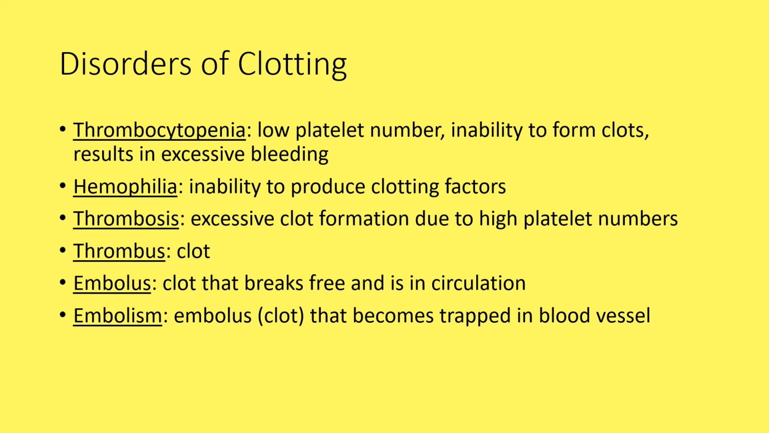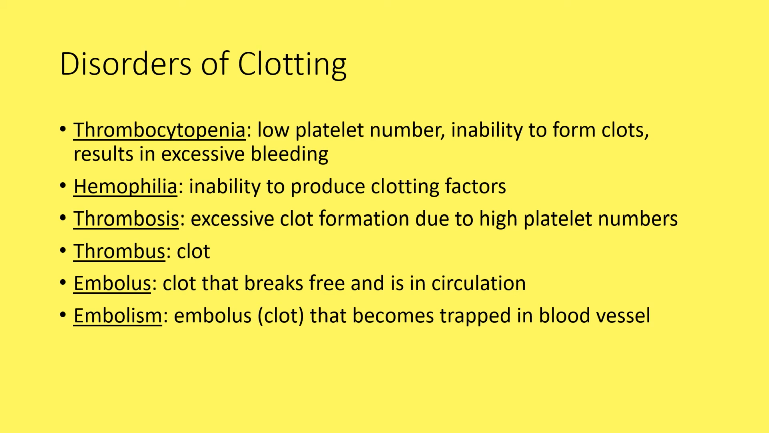Hemophilia is an inability to produce some of those clotting factors, those chemicals on the right-hand side of the previous slide. Hemophilia is genetic, and if you don't produce those clotting factors, you cannot produce a clot, which once again means you can have excessive bleeding from very small injuries, like bumping, something that for most people would be no big deal, but for someone with hemophilia, they have to be very careful.